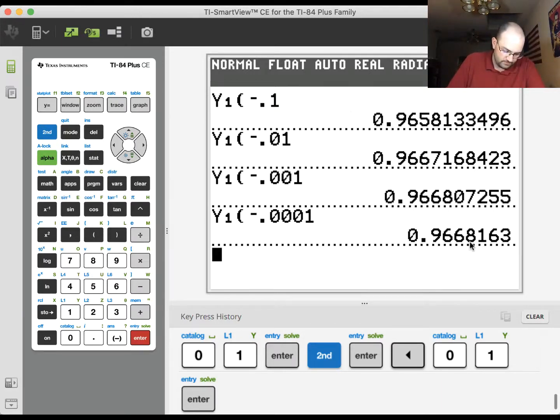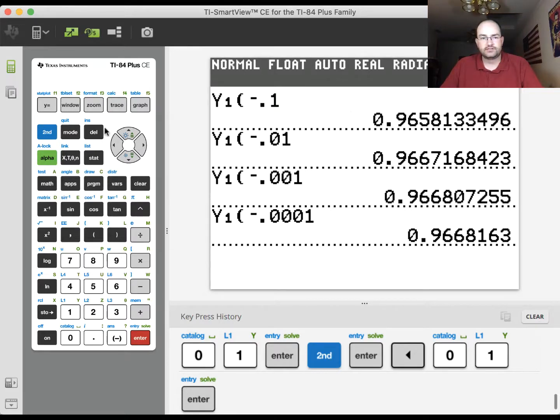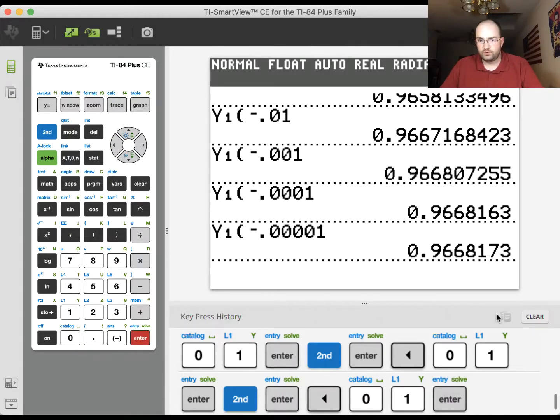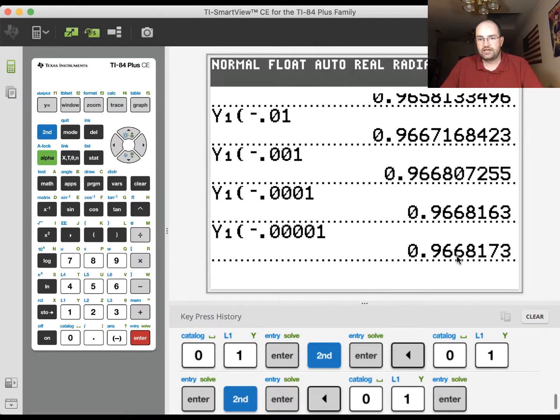So this is going to make sure that we go to negative 0.0001, which is 0.9668163. Good. But notice that this is converging to a number. It's approximately 0.967. Notice if we do one more with 4 zeros and a 1. So it's 0.96681, and then probably a 7 on the next one.